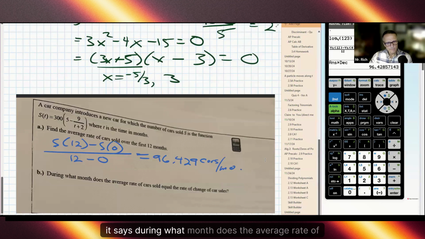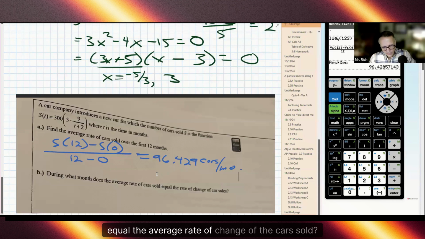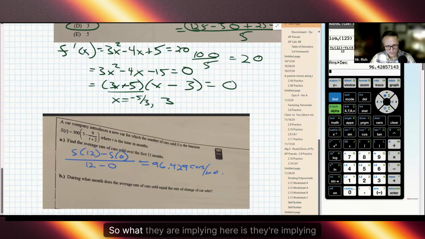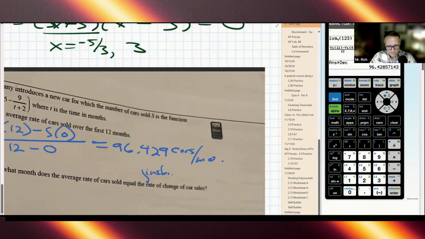Now it says, during what month does the average rate of change of the cars sold equal the instantaneous rate of change? So what they are implying here is that this is the instantaneous rate of change, the derivative, the slope of the tangent line.